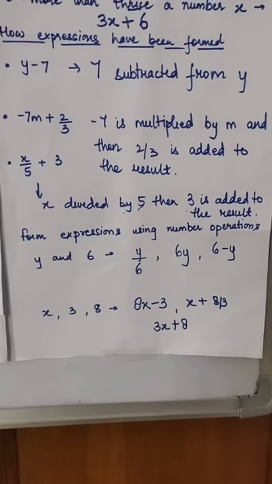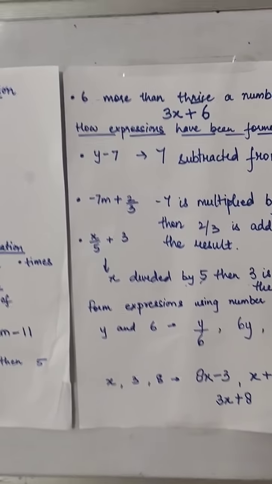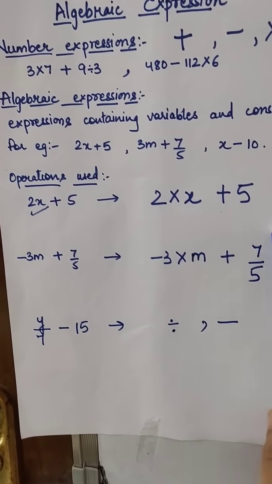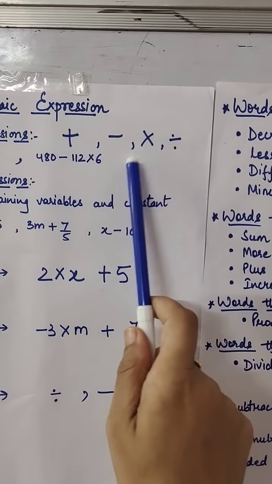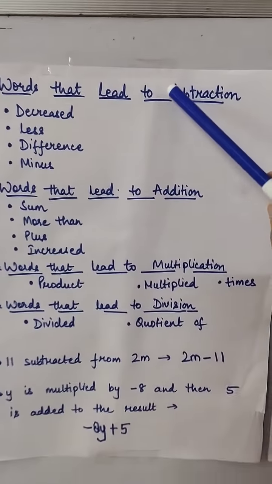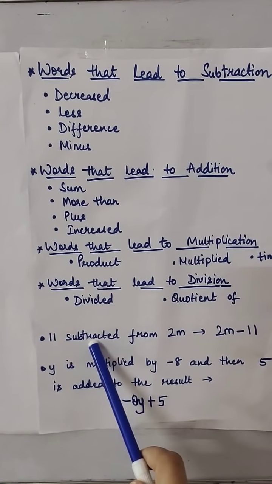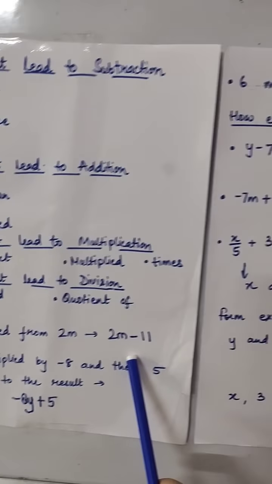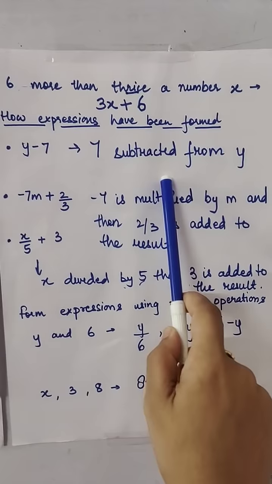Okay, so what we have done today, let's revise it quickly. We first covered the operations that we use here: plus, minus, multiplication, division. Now with the help of these keywords, if a statement is given, we can form an expression. And we can do vice versa as well, that if an expression is given, we can write the statement.